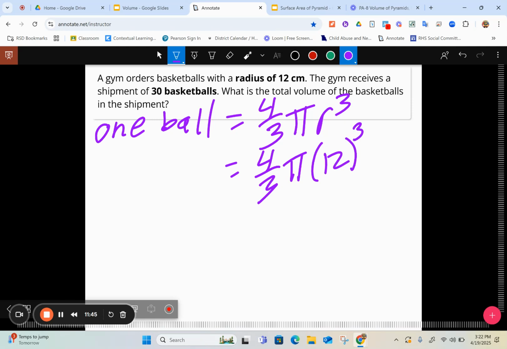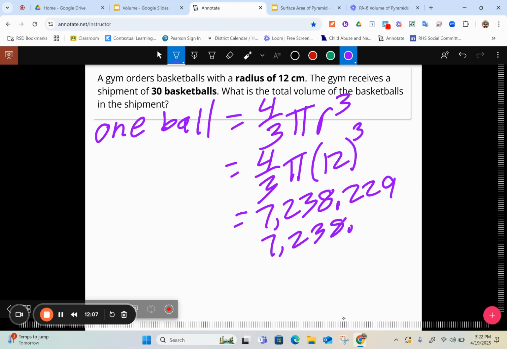So what's one of our balls? 4/3 pi times 12 cubed. So one basketball's volume is 7,238.229. So we're going to call that 7,238.23. That's only one of the balls.